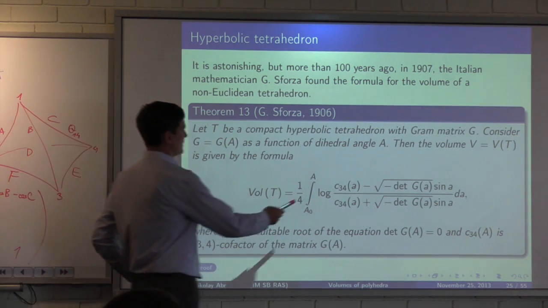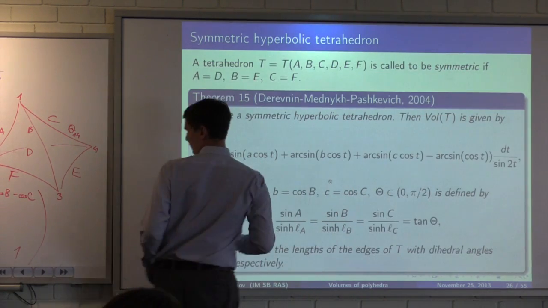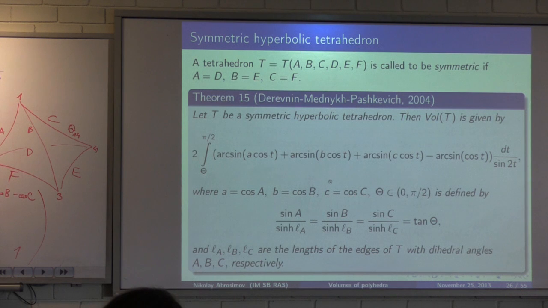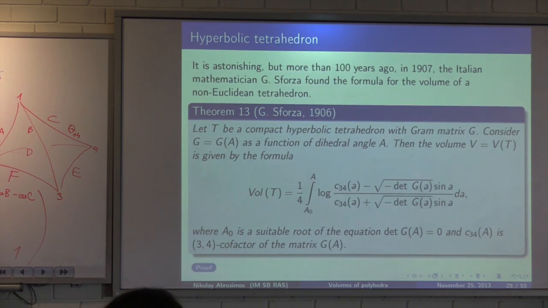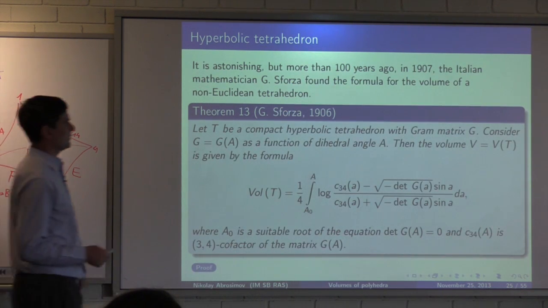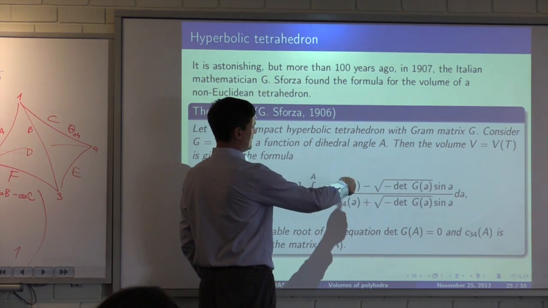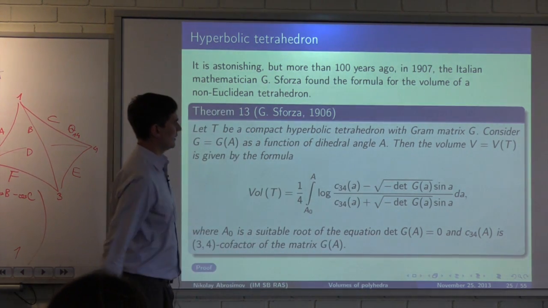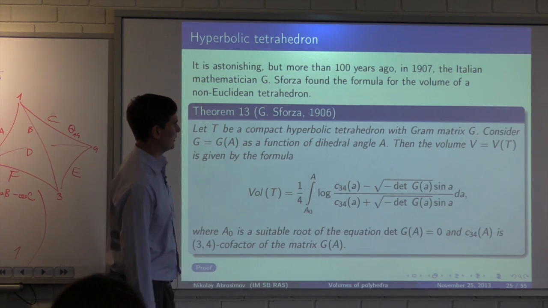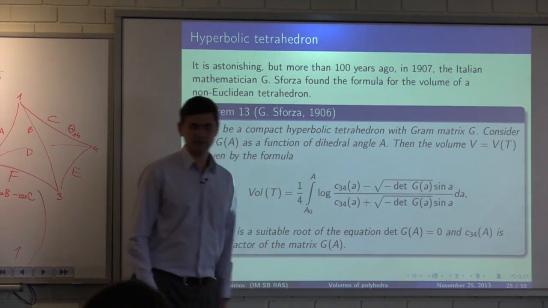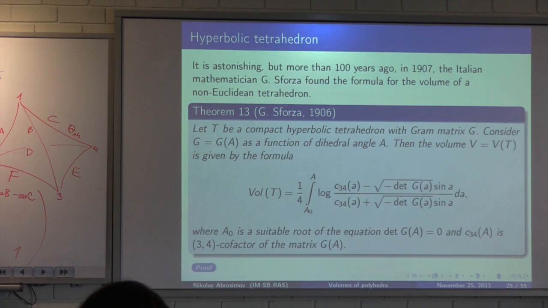So since this is a cofactor of the Gram matrix, which is a function of variable A, then C sub 3,4 is also a function in terms of variable A. So we will integrate it. But how to prove this formula?